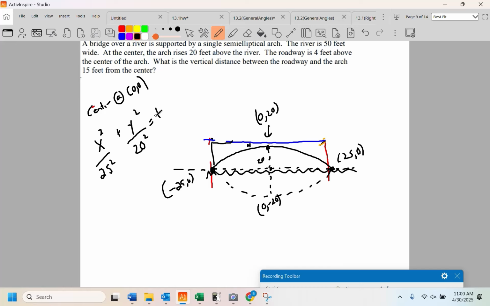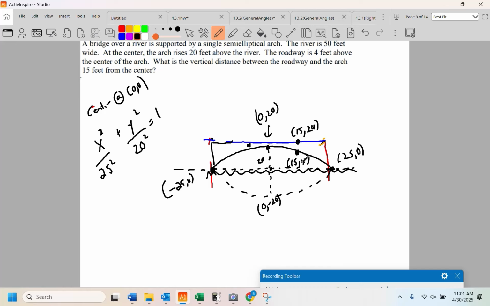Now, what do they want us to do? What is the vertical distance between the roadway and the arch 15 feet from the center? Okay. So if I go over 15 feet from the center on the roadway, I would be at (15, 24) because 20 feet and 4 makes 24. Everything on this thing has a y value of 24. The question here is, on the arch, at x equals 15, what y value? And then you can find the distance, right?